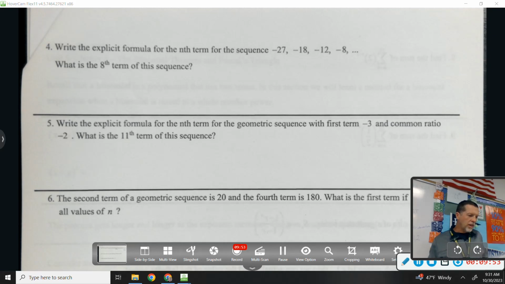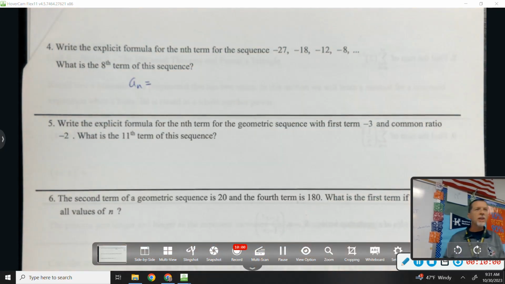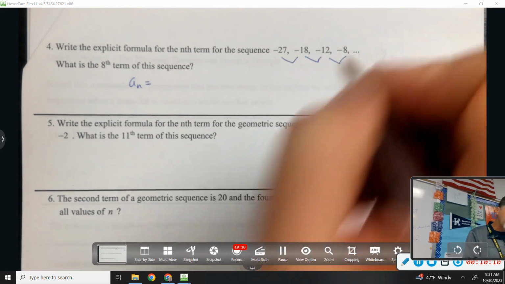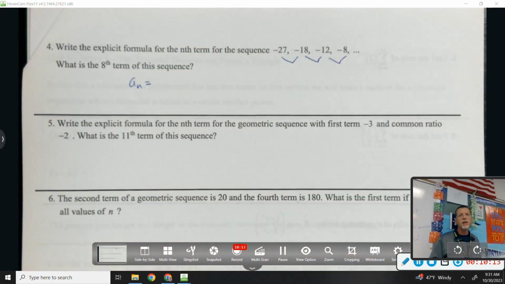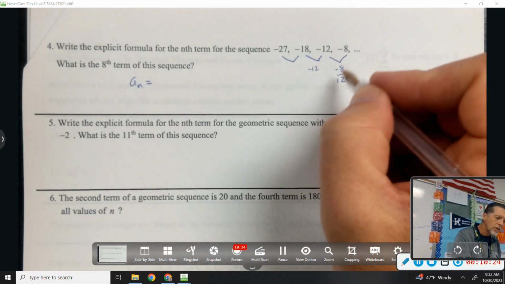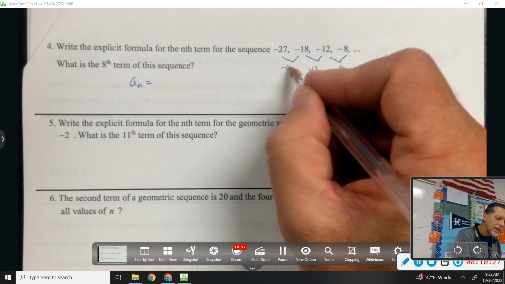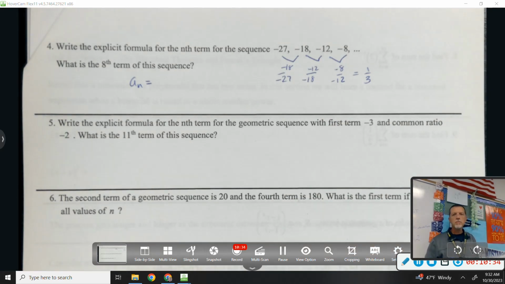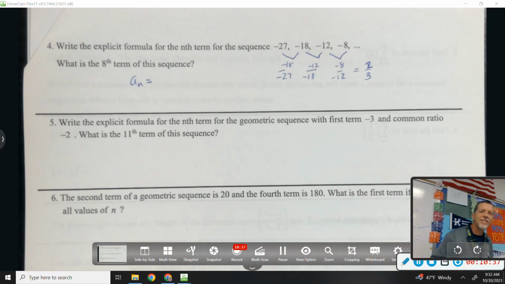All right, write the explicit formula for the nth term in the sequence, meaning I want a sub n equals and have a formula. And then once I have the formula, I'll just plug in 8 and see what we get. Okay, so job 1 is, what's my common ratio? You can pick any term and divide it by the previous term. It's like negative 12 over negative 18. But all of those are 1/3. Or 2/3 even. Right, I'm multiplying each of them by 2/3.